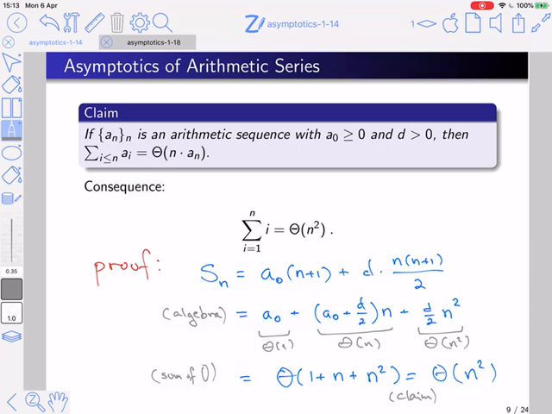Now what this means is, if you have an arithmetic sequence, the rate of the growth of the corresponding series, you simply take the largest element in the sequence times the number of elements you've added. Okay? This is the rate of growth that you get.